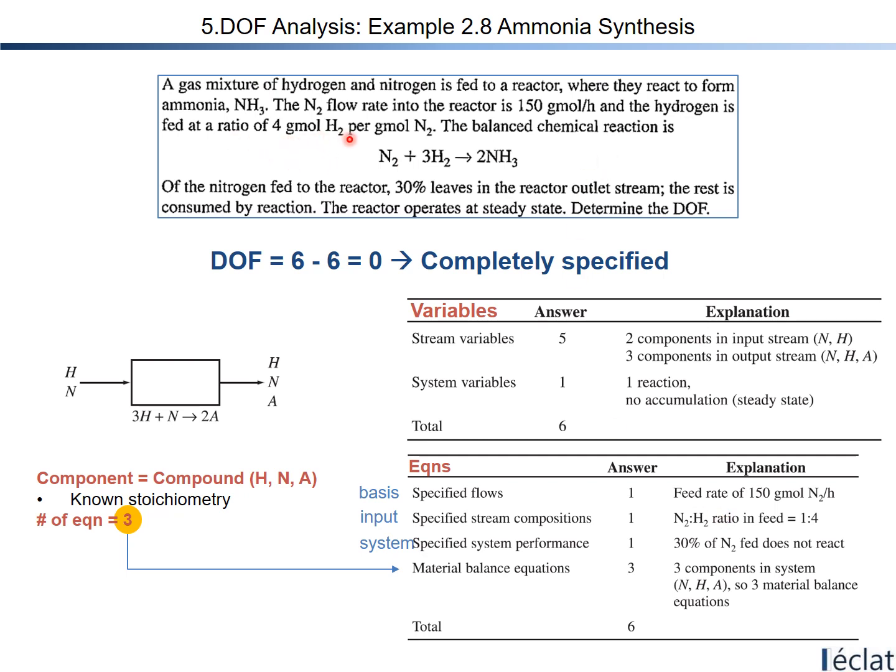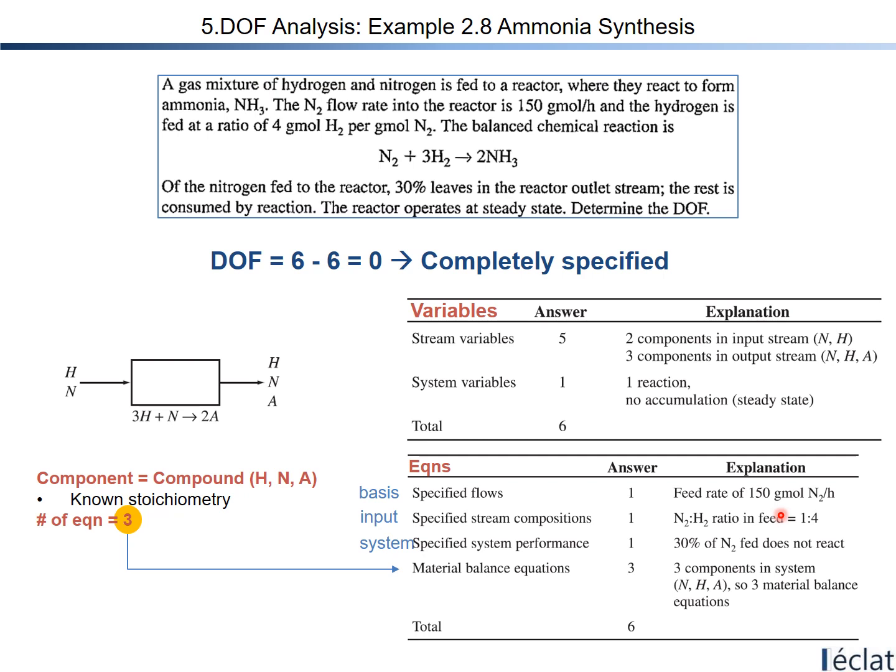And then how about stream composition specification? 1 to 4 for nitrogen to hydrogen. So 4 gram mole hydrogen per 1 gram mole nitrogen. So the nitrogen to hydrogen ratio in feed is 1 to 4. This is one stream composition specification.